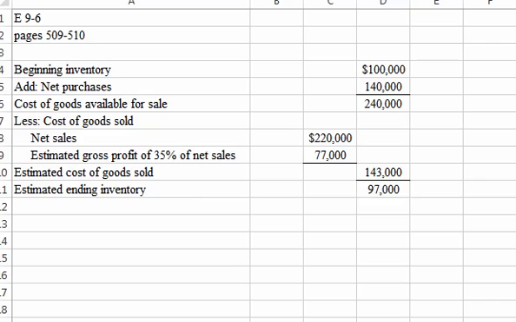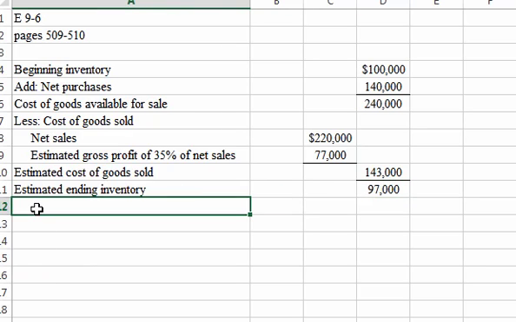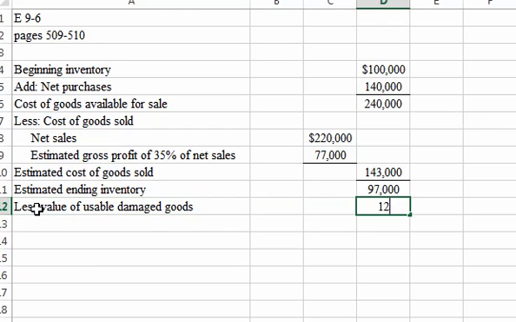But you guys, in this case, it was not a complete loss, right? We didn't lose everything in ending inventory. They say usable damaged goods can be sold for $12,000. So we're going to subtract that out. Less value of usable damaged goods, 12,000.